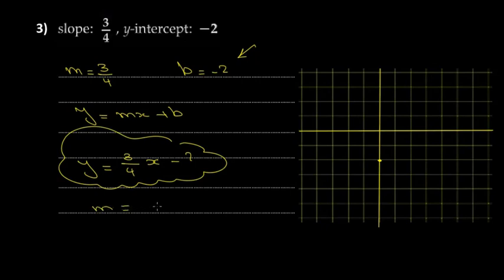And we said the slope is equal to 3/4. It means going up 3 and going right 4, because it's rise over run. So going up 3 units, then going right 4 units. Then we can draw the line passing through the 2 points. So that's the graph of the line.